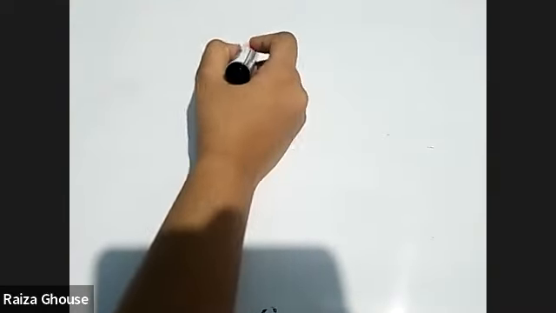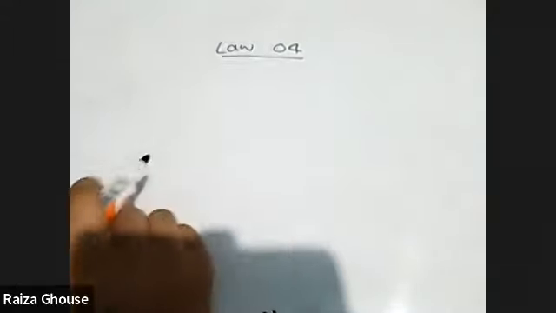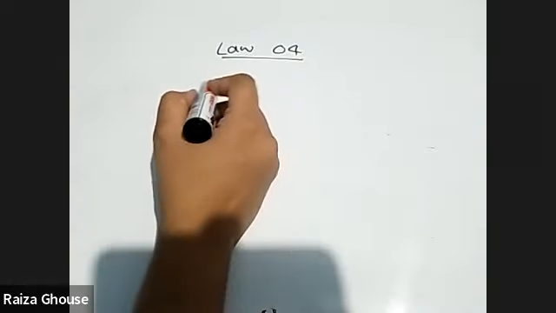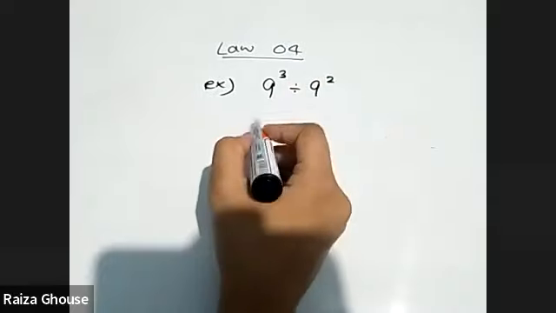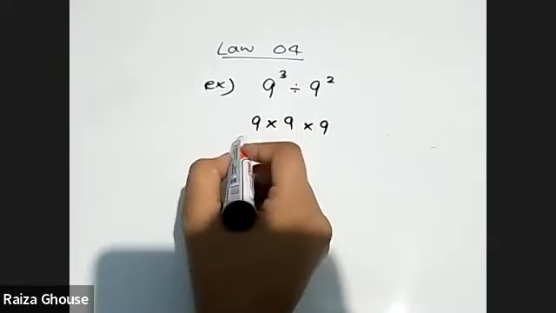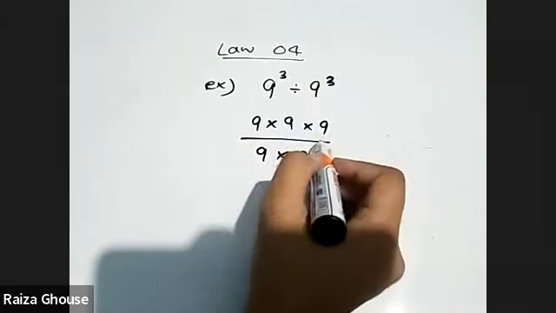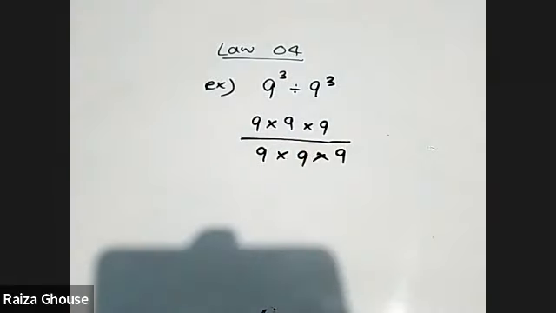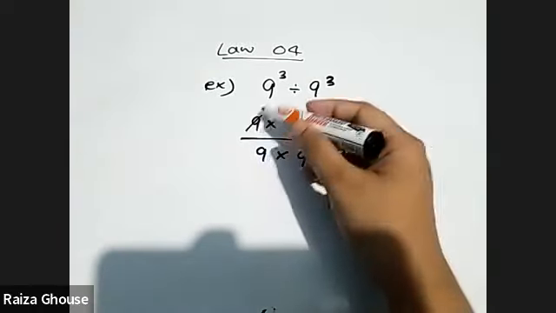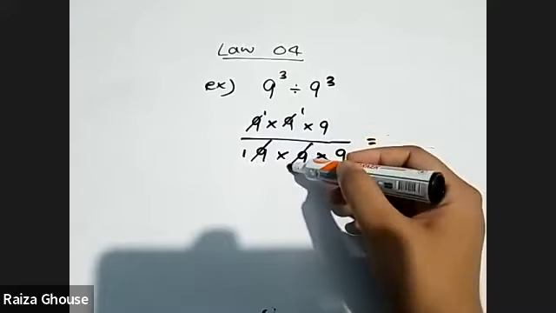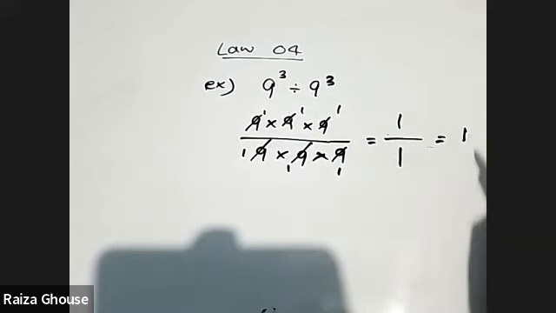Now, in the fourth law, what we are going to learn is what we can call the zero index, right? For example, I can take 9 to the power 3 divided by 9 to the power 2. This means 9 into 9 into 9 divided by 9 into 9. Now what can you see here? I can cancel all of them since they're equal. So 9 times 1, 9 times 1, 9 times 1, 9 times 1. I'm getting 1 over 1. 1 over 1 means 1.